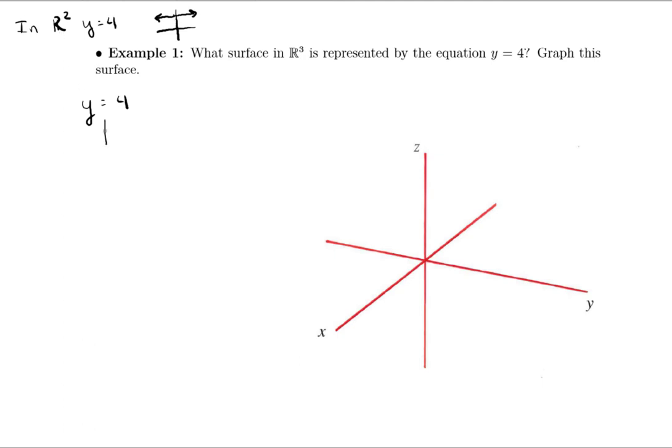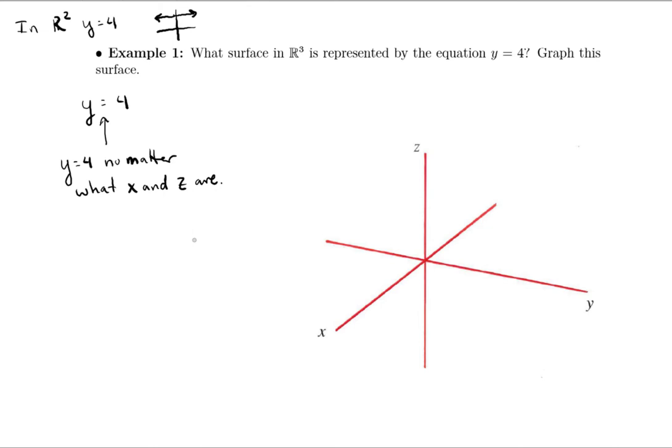So here what we can say is, if x and z are not present, we can say that y equals 4 no matter what x and z are. Okay, that would be one way to look at that.